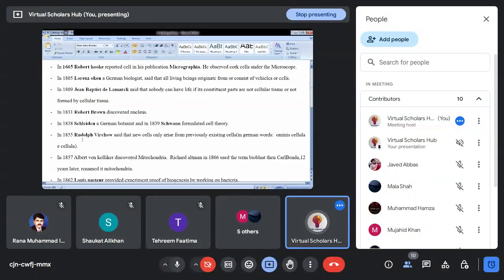Next, in 1855, Rudolf Virchow said that all new cells only arise from previously existing cells, and in the Latin language, omnis cellula e cellula. He said that all cells always arise from pre-existing cells.